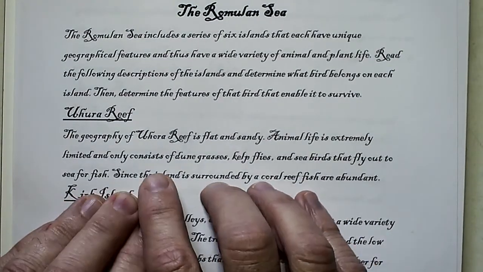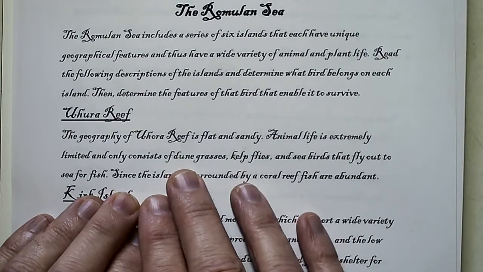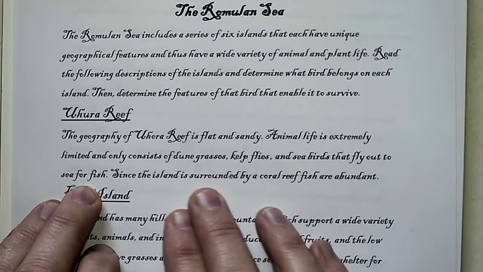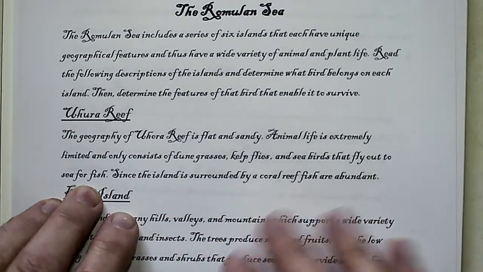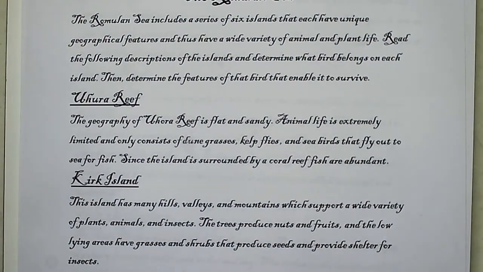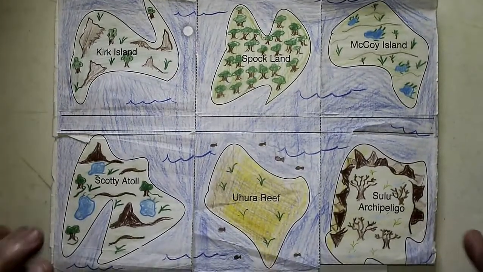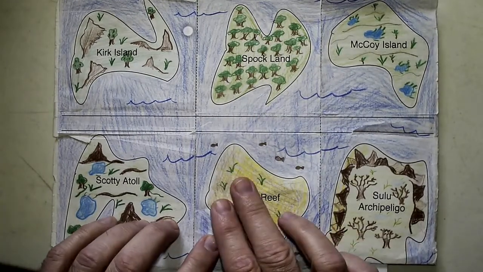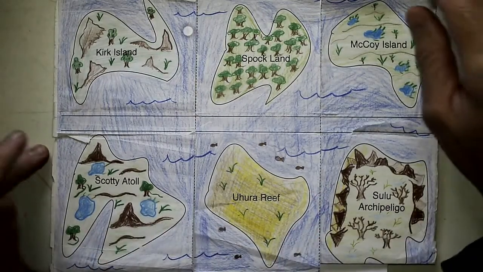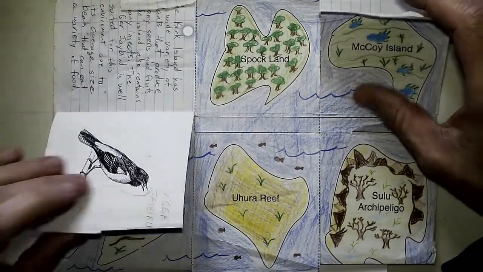So the geography of Ohara Reef is flat and sandy. Animal life is extremely limited and only consists of dune grasses, kelp flies, and seabirds that fly out to sea for fish. Since the island is surrounded by a coral reef, fish are abundant. So what you would have done is for each one of these islands, you would have drawn in your interactive notebook the islands to represent what they look like. So Ohara Reef is sandy, it's got some grasses on it, and it's surrounded by a reef, so it has lots of fish.